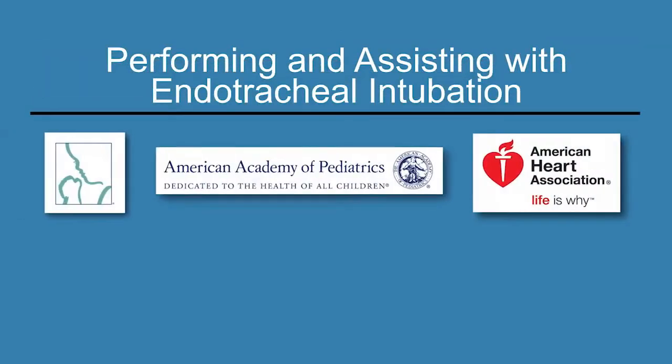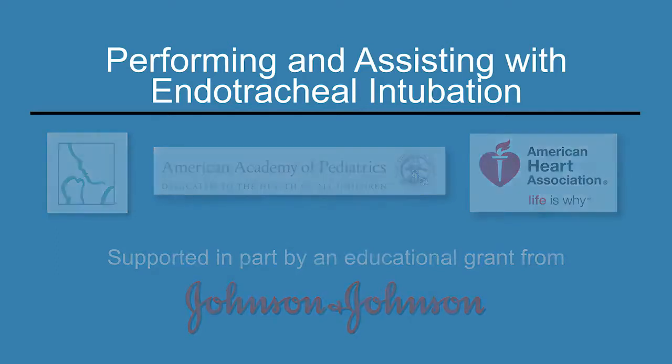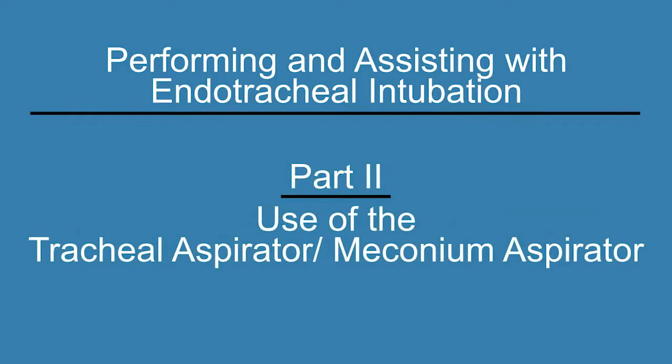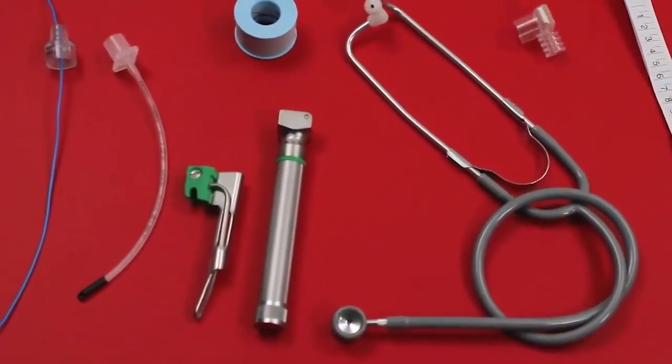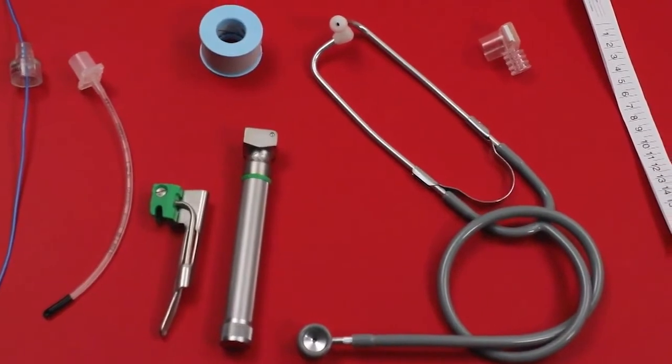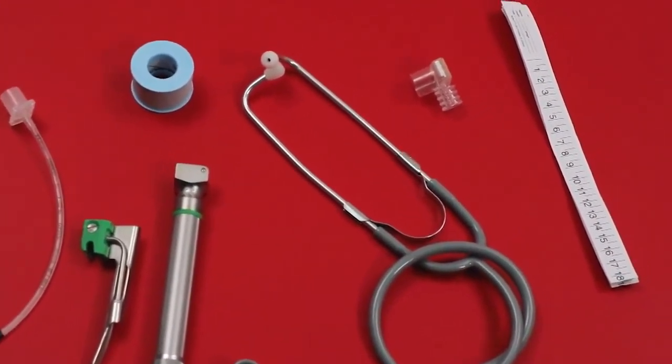Part 1 of this video demonstrates endotracheal intubation and the responsibilities of both the intubator and the assistant. Part 2 of this video demonstrates use of the tracheal aspirator, also called a meconium aspirator. The assistant has many tasks before, during, and after intubation. Assembling supplies should be done prior to the birth if intubation seems likely.